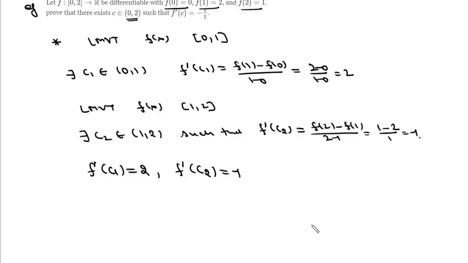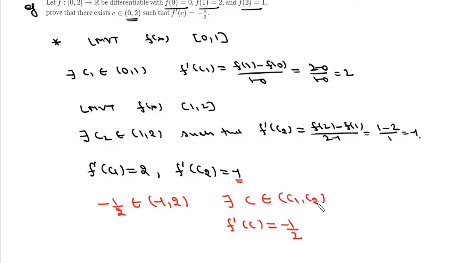Now this function f(x) is a differentiable function. Now f'(c2) is minus 1 and f'(c1) is 2, and we know that minus 1 by 2 lies in this interval between minus 1 and 2. Then using this corollary we can say there exists at least one c in the interval (c1, c2) such that f'(c) will be equal to minus 1 by 2, and this interval (c1, c2) is a subset of the interval (0, 2). That means there exists at least one c in this interval where this derivative will be minus 1 by 2.